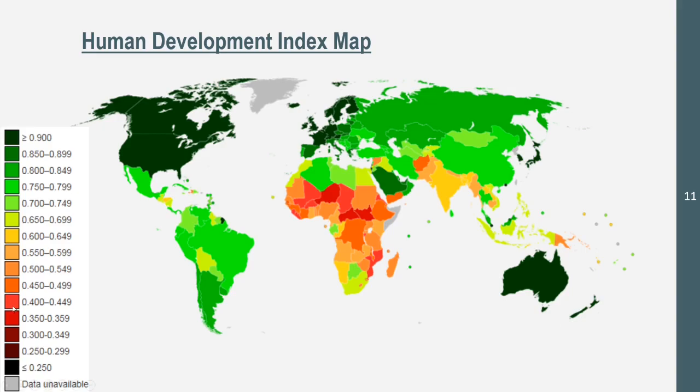Okay, I'm going to say an outlier. Okay, I'm going to say Saudi Arabia is a good outlier. To me, they're not the most developed country. However, they're pretty high up there.